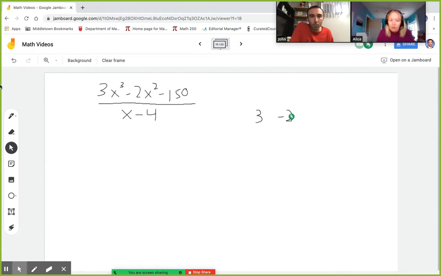The next thing I notice, though, is there's no x term. So I need to have a placeholder for that. So I'm going to put a 0. And then I'm going to put -150.